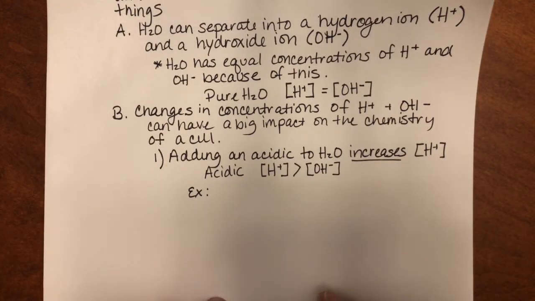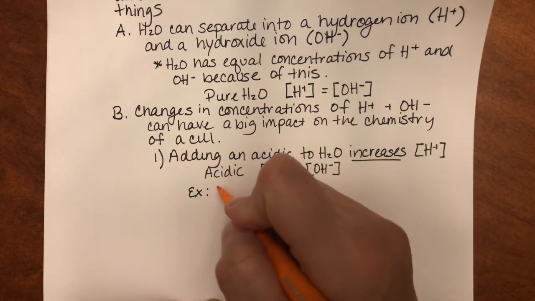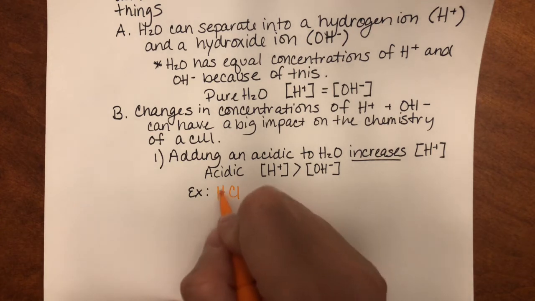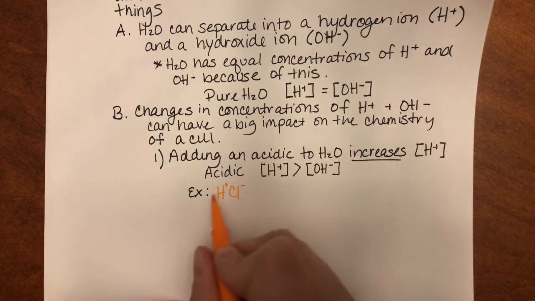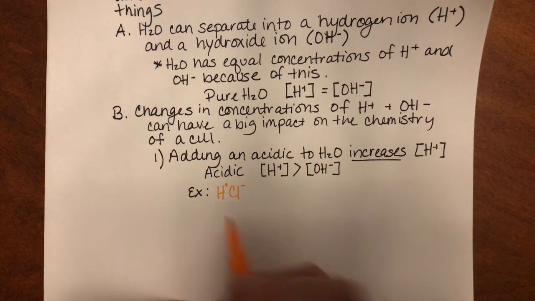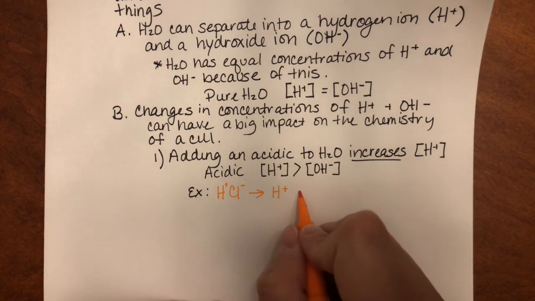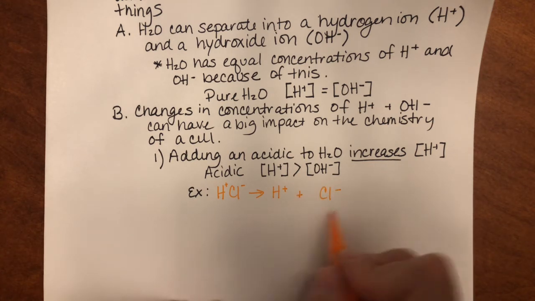I'm going to give you an example of adding HCl to water, and I'm going to do some color coding so we can see more clearly. Let's do HCl in orange. HCl is one molecule, hydrochloric acid, and it's ionic. The H has a positive charge and the Cl has a negative charge, so I'm going to put those charges on there. When HCl is added to water, it dissociates into the H plus, the hydrogen ion, and a chloride ion. So it comes apart.